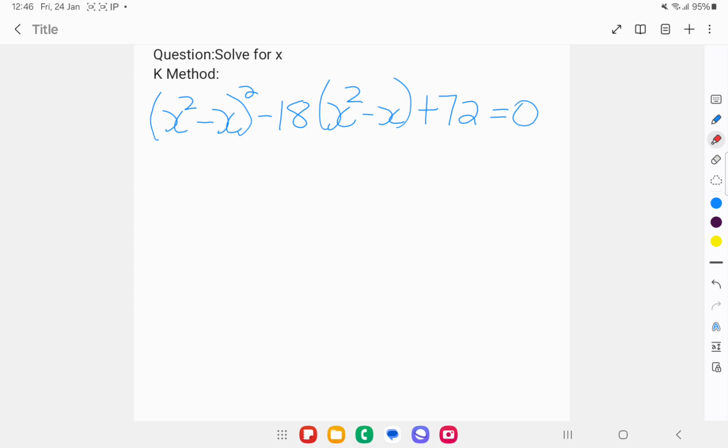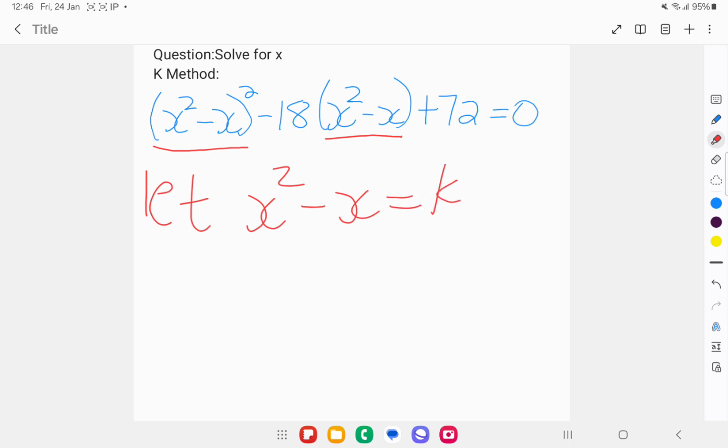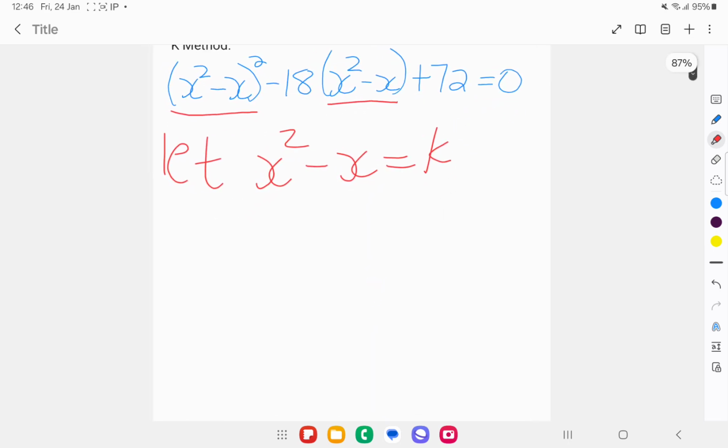When we look at the first term and the second term, they have the same variables, x squared minus x, inside their brackets. So what we are going to do is replace that with a k. In other words, you're going to say let x squared minus x equal k. So when you see x squared minus x, you replace it with a k. So this is what we do.